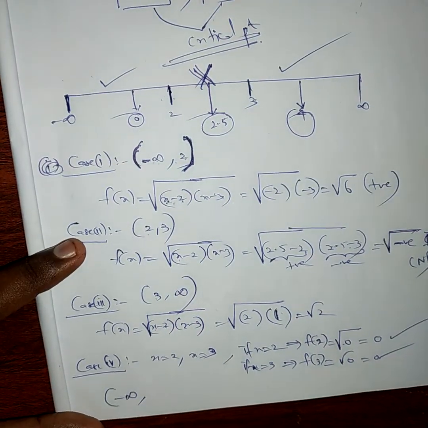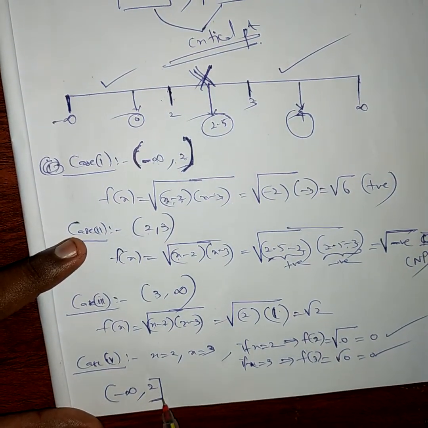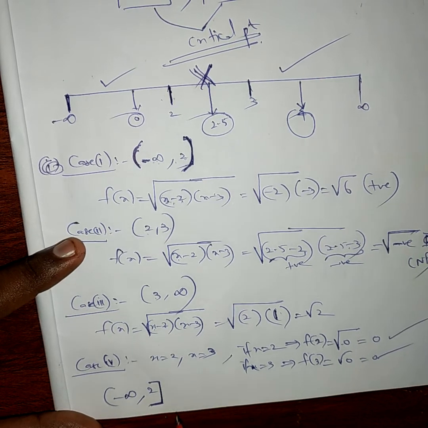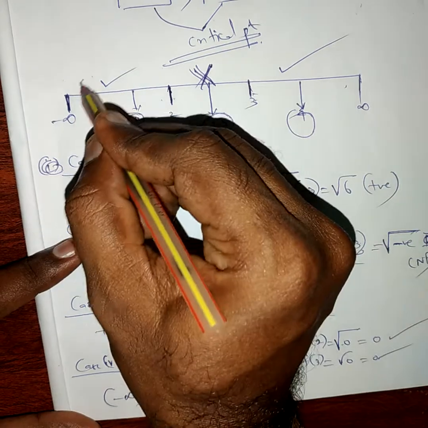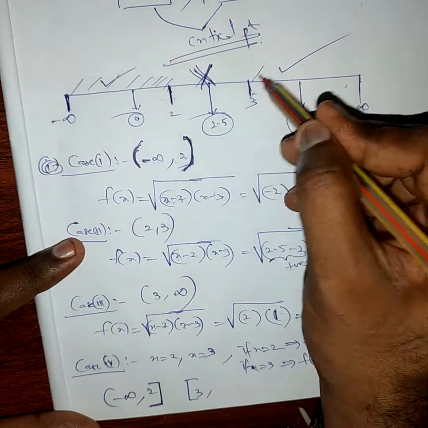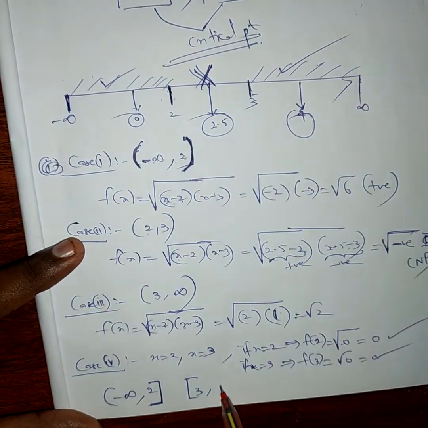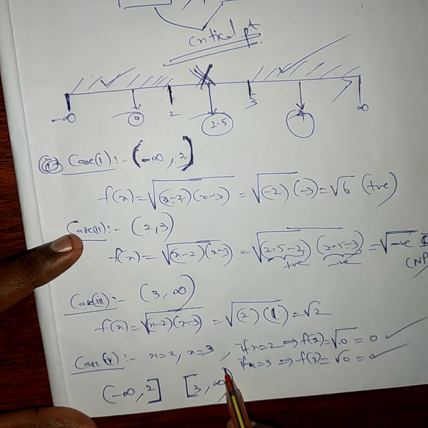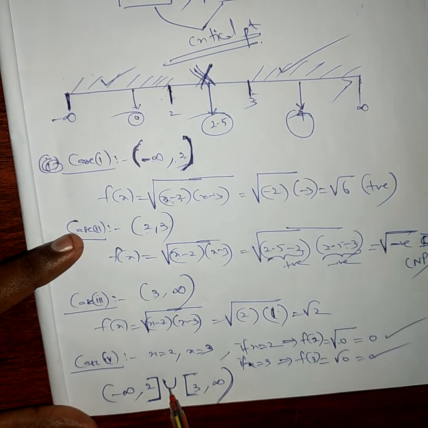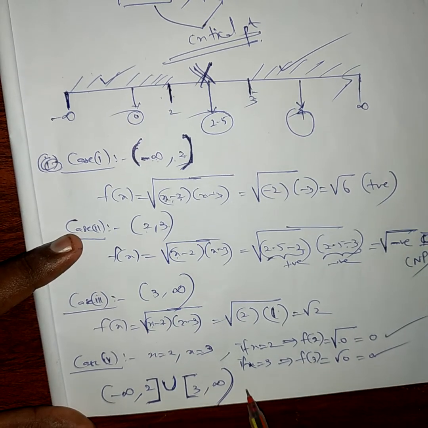So minus infinity comma 2 I can take as a closed interval. Next, 3 comma infinity, these are possible values. Both are taken as closed intervals, with infinity open. You need to put the union. What is my union? All of these. So this is the domain.